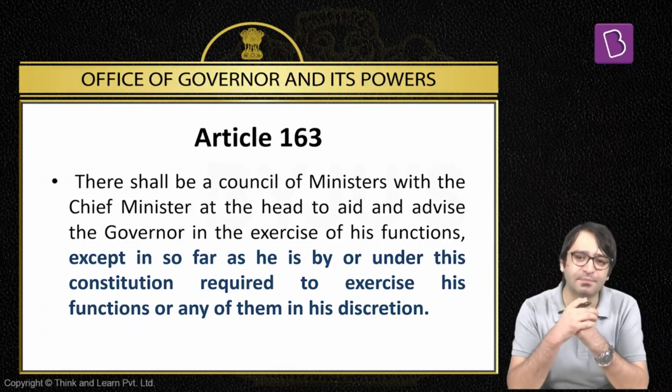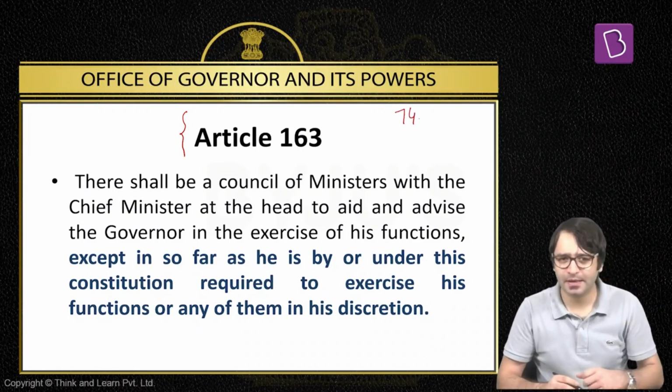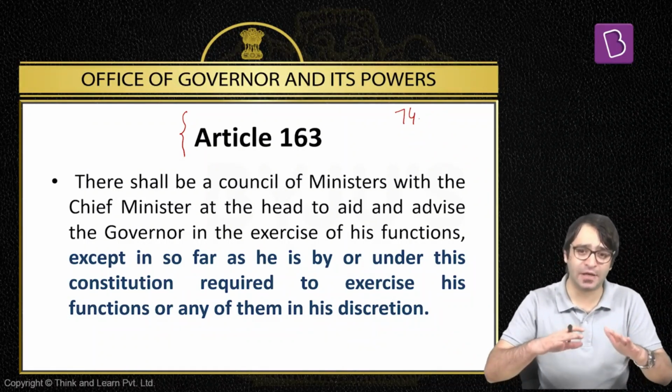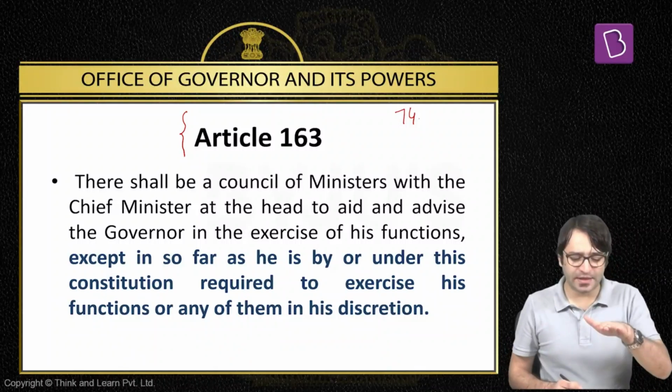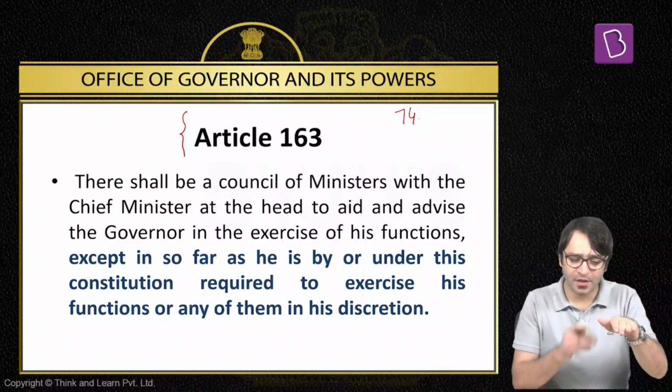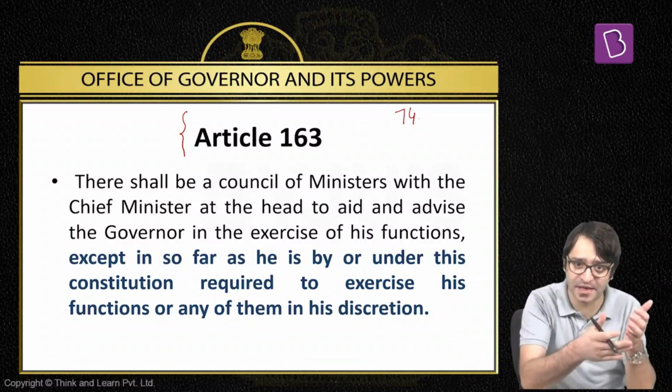But let's look at something very important. Article 163 of the Constitution is similar to Article 74 of the Constitution, but with one major difference. And that's why we say the President of India only enjoys influence, but the governor of a state enjoys influence as well as power. Article 74: there shall be a Council of Ministers headed by the Prime Minister to aid and advise the President, who shall act on that advice. That's what is mentioned vis-a-vis the President and the Prime Minister and his Council of Ministers.